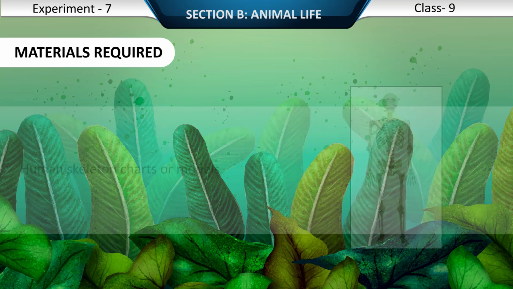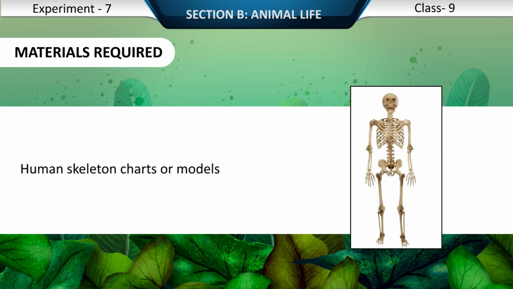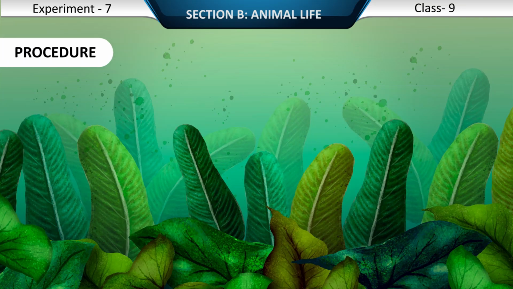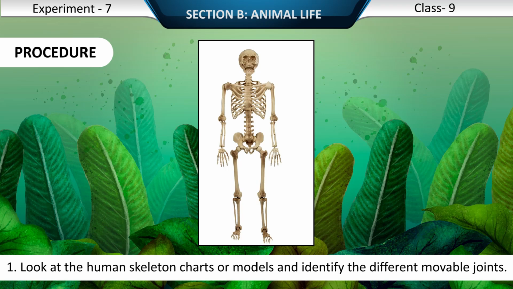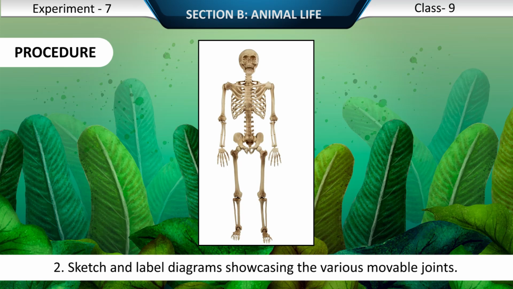Materials required: human skeleton charts or models. Procedure. 1. Look at the human skeleton charts or models and identify the different movable joints. 2. Sketch and label diagrams showcasing the various movable joints.